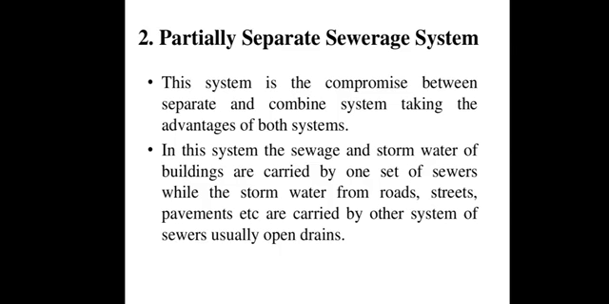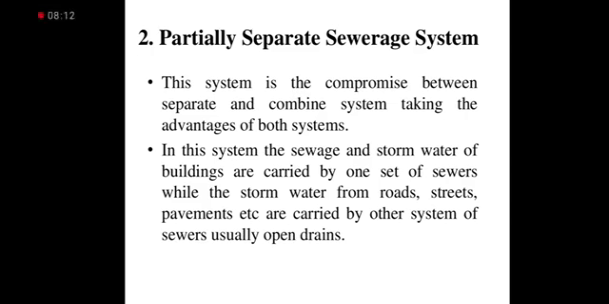Next is the partially separated sewerage system. Partially separated means here sometimes we allow the storm water to also flow with the sewer line. This system is a compromise between separate and combined systems, taking the advantages of both. In this system, the sewage and storm water of buildings are carried by one set of sewer pipes, while the storm water from roads, streets, pavements, etc. is carried by another system of sewer, usually open drains.